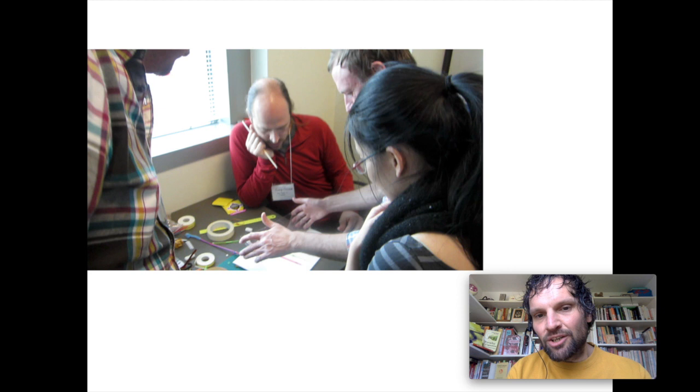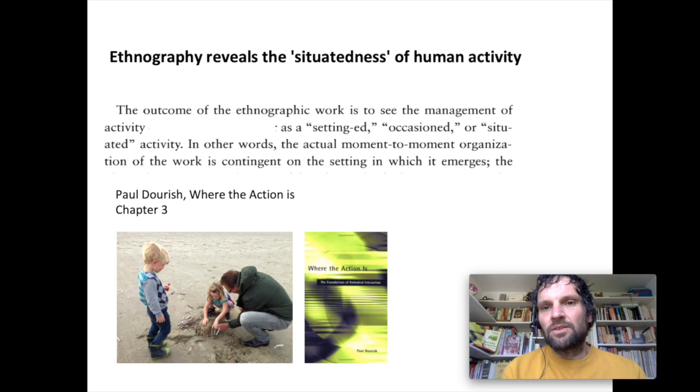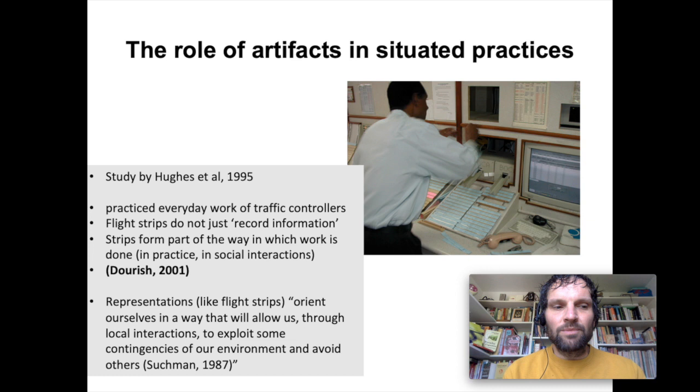Now, this is what we call the situatedness of human activity. And if you do ethnography, then the purpose and the outcome of ethnographic work, as Paul Dourish says, is to see that how we organize stuff in the real world, how we collaboratively solve problems, is always something that is settinged or occasioned or situated. In other words, as he says, the actual moment-to-moment organization of work is contingent on the setting in which it emerges.